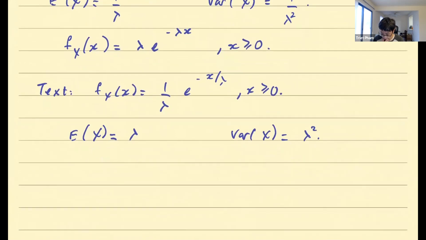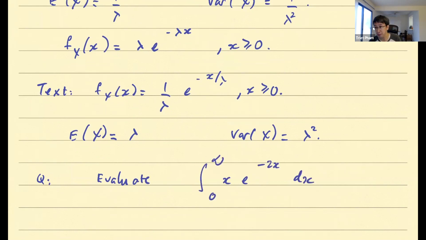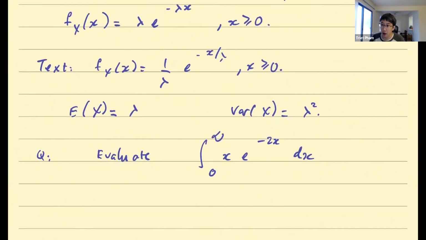Anyway, this is fine. So let me ask you this. Suppose a question arises on the exam or something that asks you to evaluate the integral of x e to the minus 2x dx from 0 to infinity. How would you do that? How would you do this question? Right, by parts is the obvious answer, and that's kind of the expected answer.